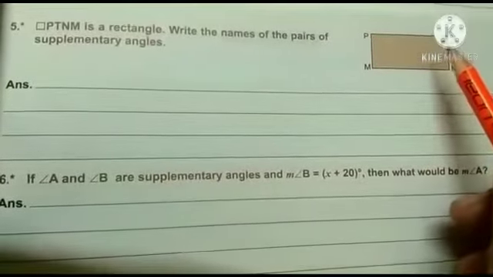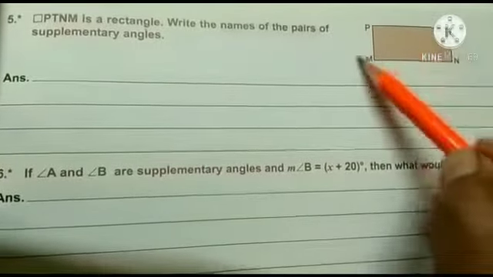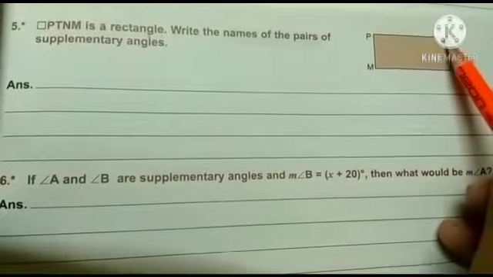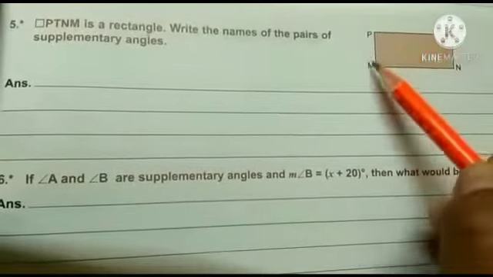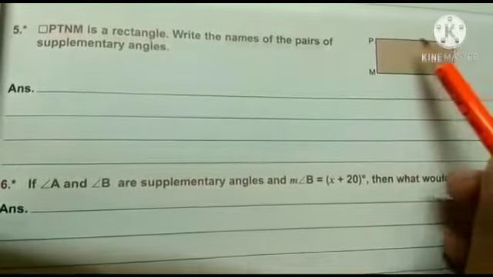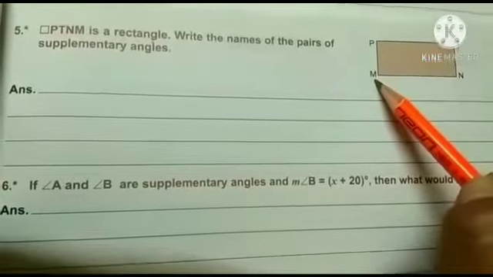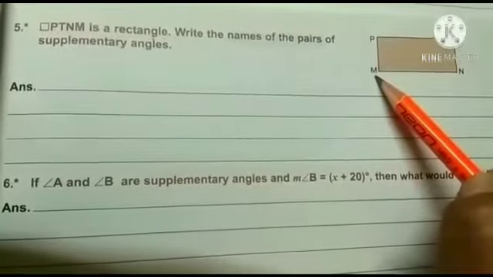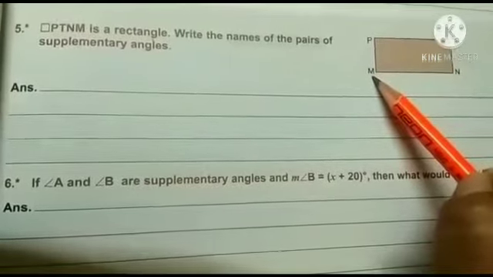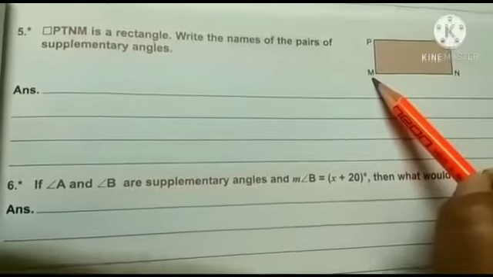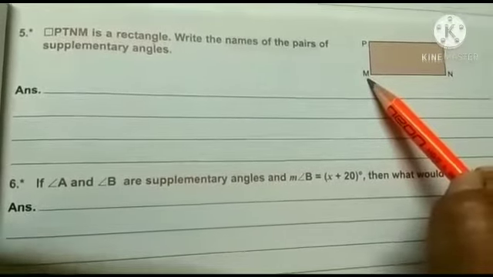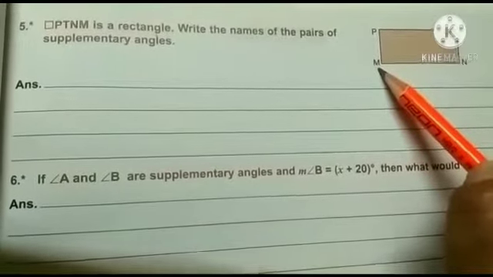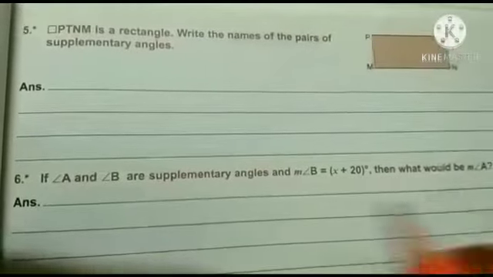Now tell me, how many angles are there in your rectangle? There are 4 angles in your rectangle. Each and every angle in your rectangle is a right angle. Clear? Now here we have to make the pairs of supplementary angles. Clear, everyone? So see how you will make the pairs of supplementary angles over here.